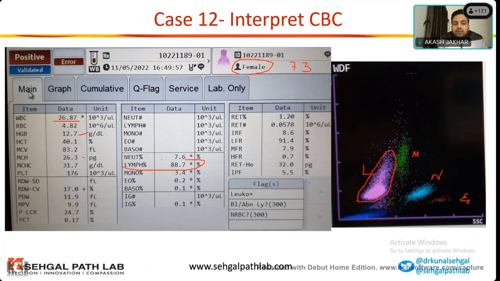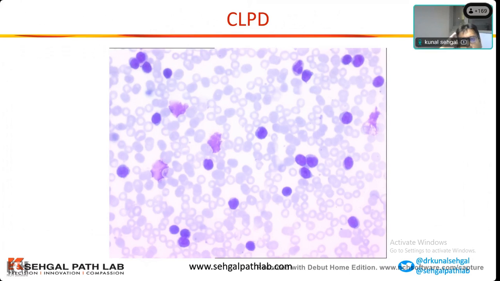On the basis of CBC, lymphocytosis 88%. So absolute lymphocyte count is going to be 20,000. An elderly female who came for a health checkup has now got lymphocytosis and she is clinically asymptomatic. What will you do next? Make a smear. Yes, sir. PBF.